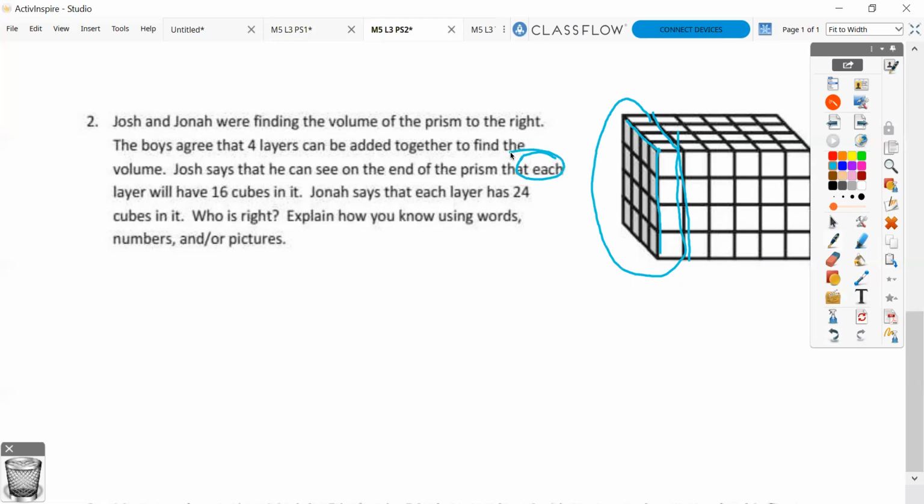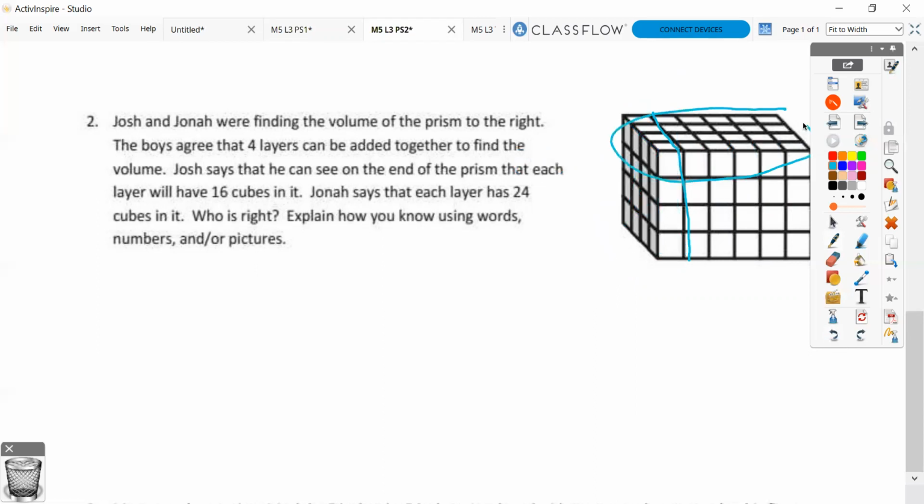So if we think about a vertical layer, or the vertical cuts, which make these layers, well, then we're going to have 16 cubes in that. So that's a 16. This would be a 16. This would be a 16, 16, 16, 16. Okay. Well, then how could Jonah be saying that there's 24?